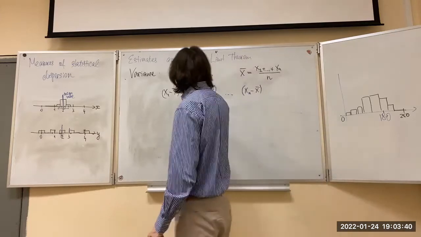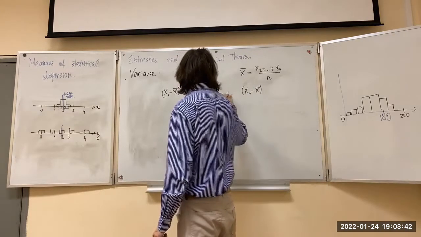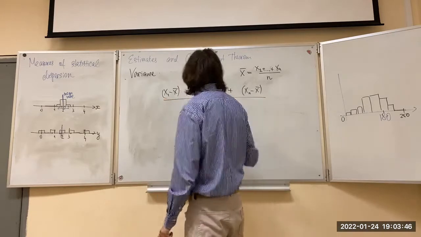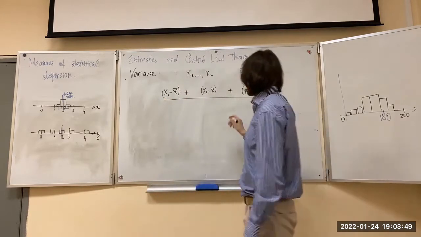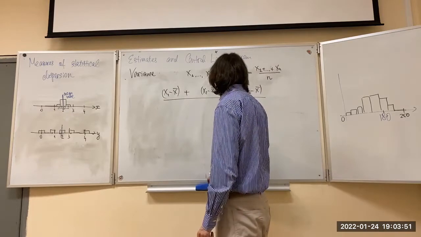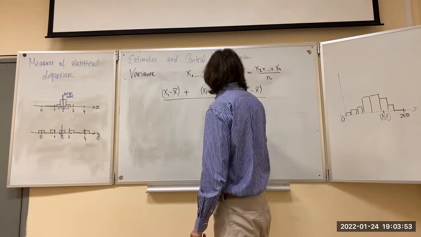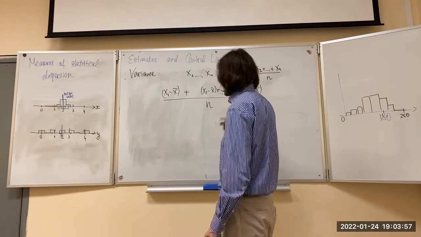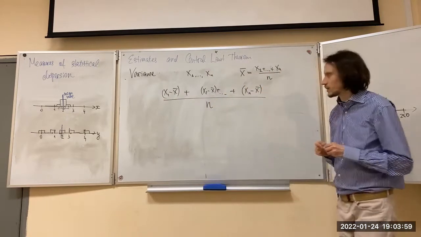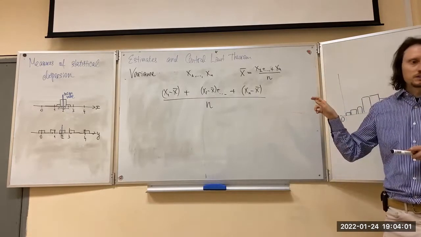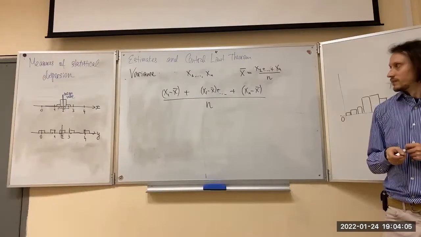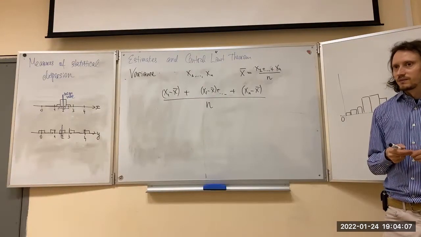So I can try to do something like this. I can try to find a sum of these values. Sorry, here should be ellipses. And divide by n. What would I get if I find this value? Zero, because some of them are positive, some are negative.